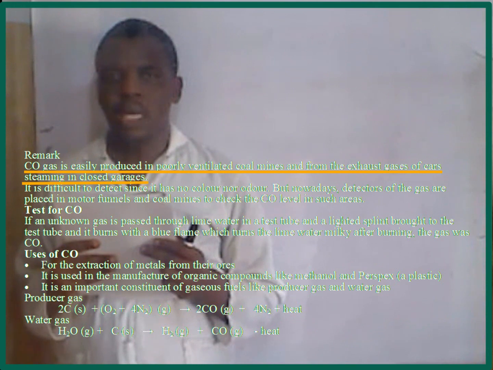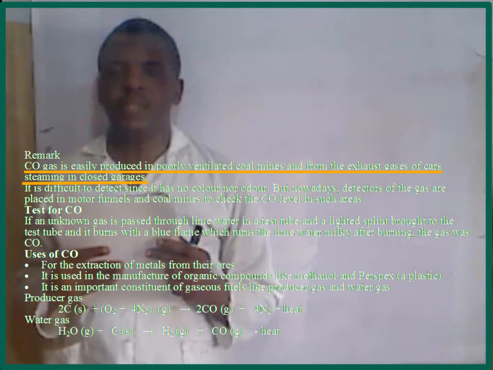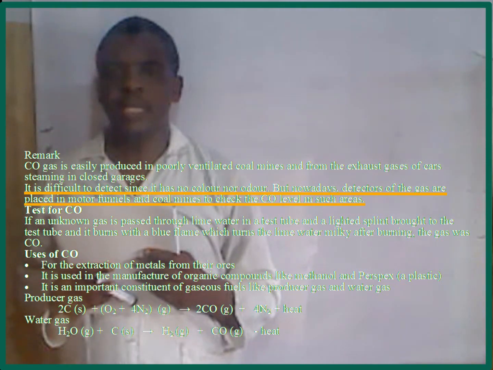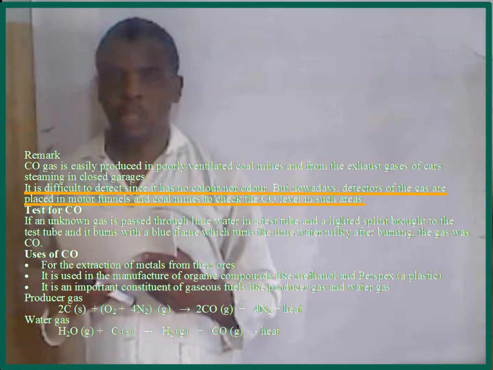Remark: carbon monoxide is easily produced in poorly ventilated mines and from the exhaust gases of cars running in closed garages. It is difficult to detect since it has no color nor odor. But nowadays, detectors of the gas are placed in motor tunnels and coal mines to check the carbon monoxide levels in such areas.